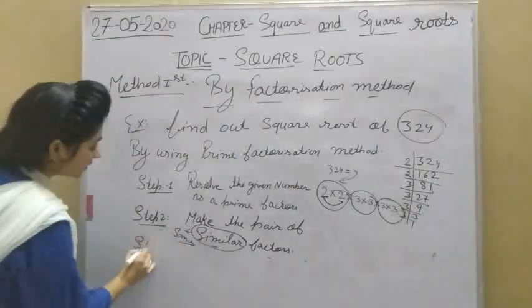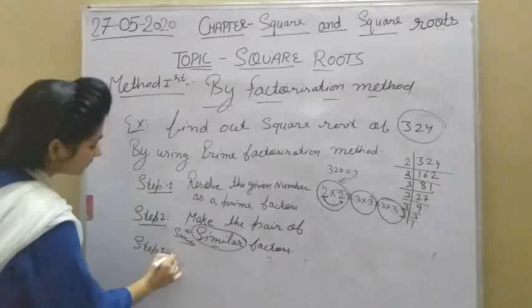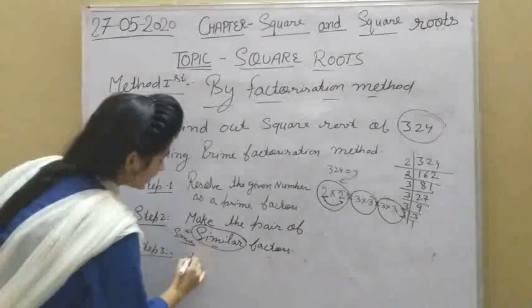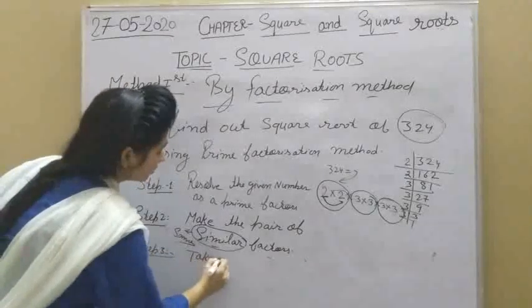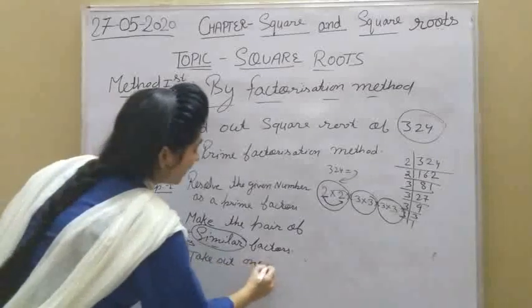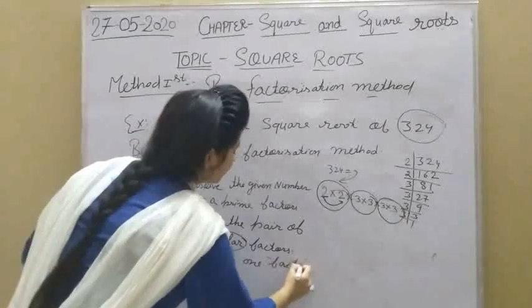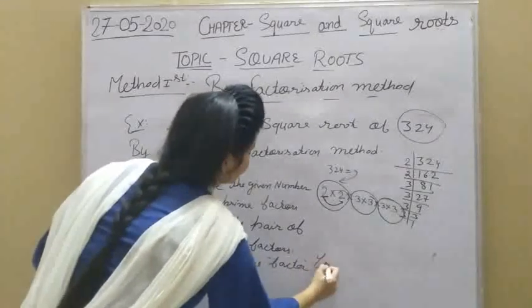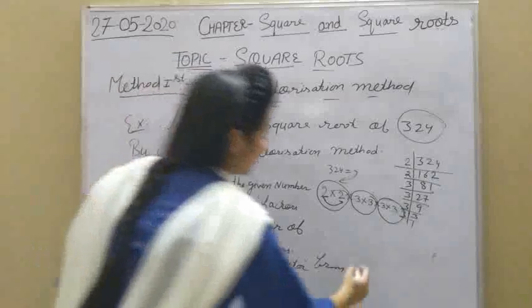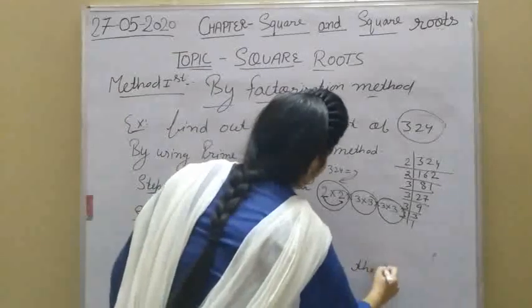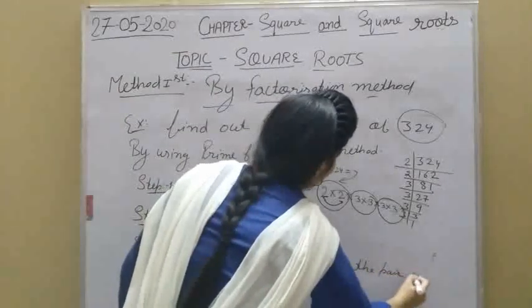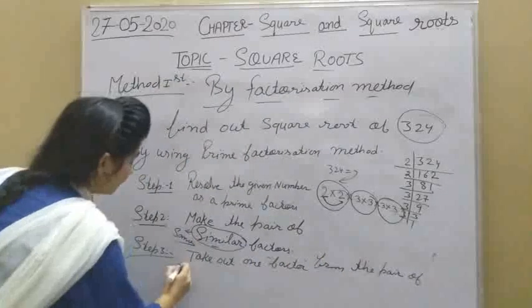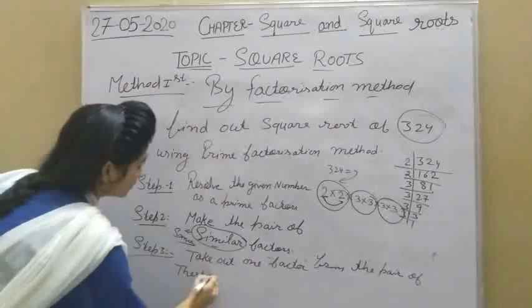After that, take out one factor from the pair of these factors.